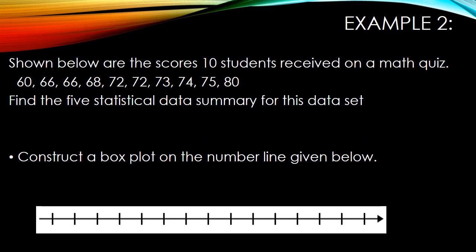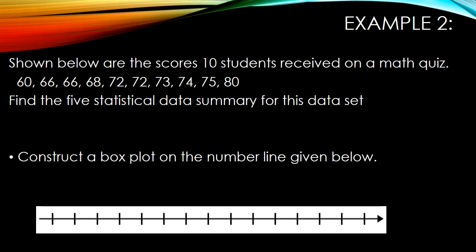Let's take a look at this example where we have the scores of 10 students on their math quiz. We have 60, 66, 66, 68, 72, 72, 73, 74, 75, and 80. We're trying to construct a box plot for this data set. To be able to do that, we have to find the 5 statistical data summary for this data set first.